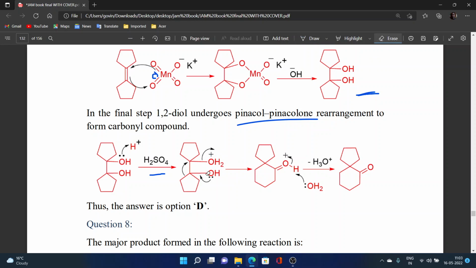So what happens is this oxygen lone pair goes here. Then the ring expansion happens. The C-C bond breaks. So it is very difficult for a C-C bond to break.